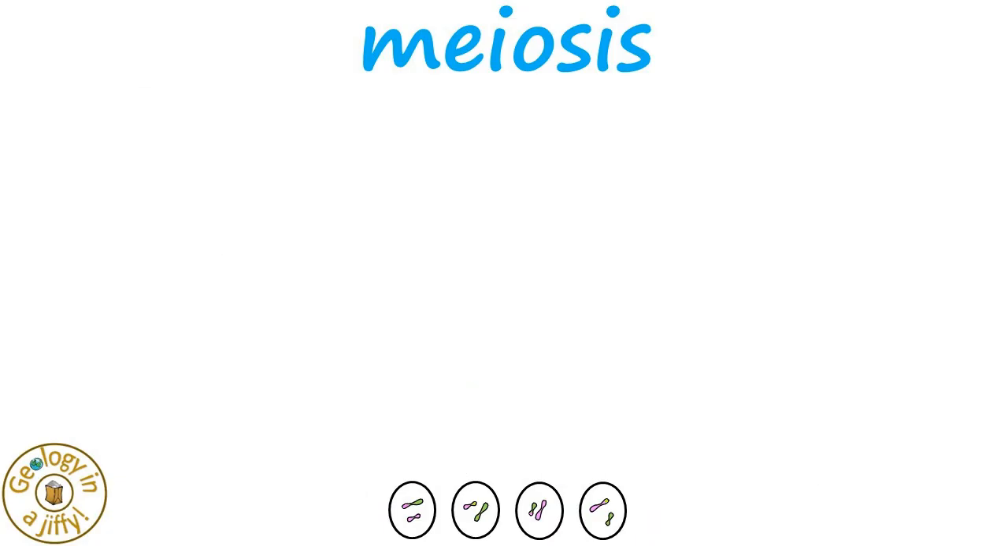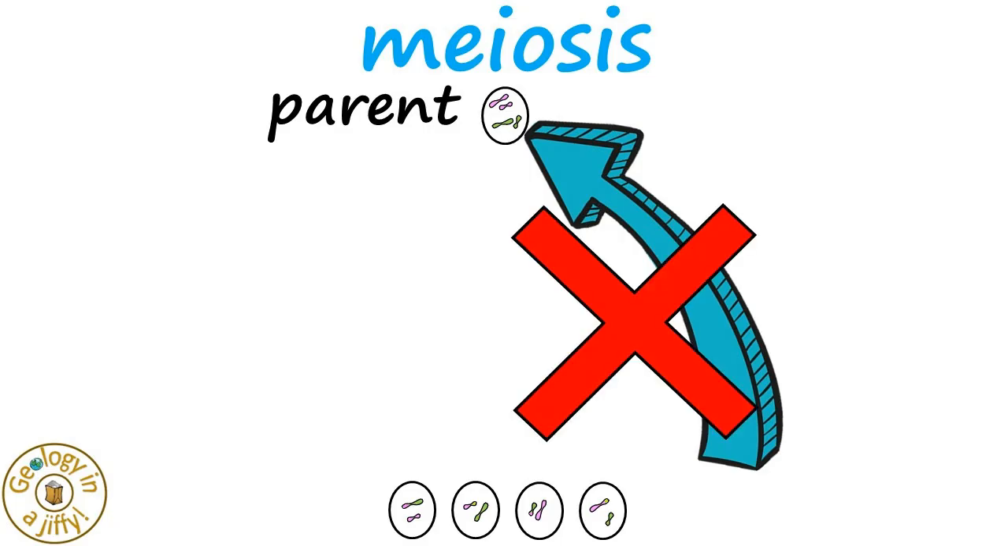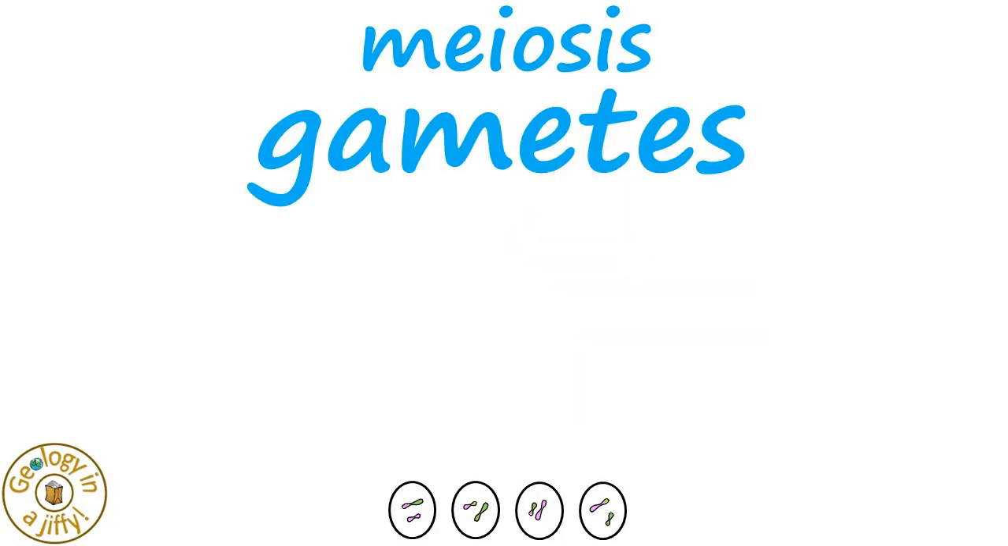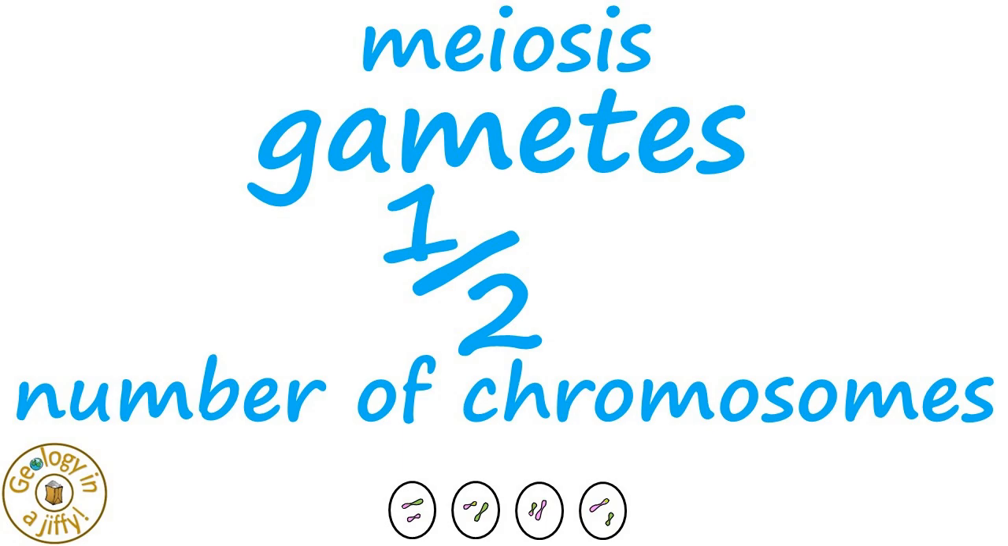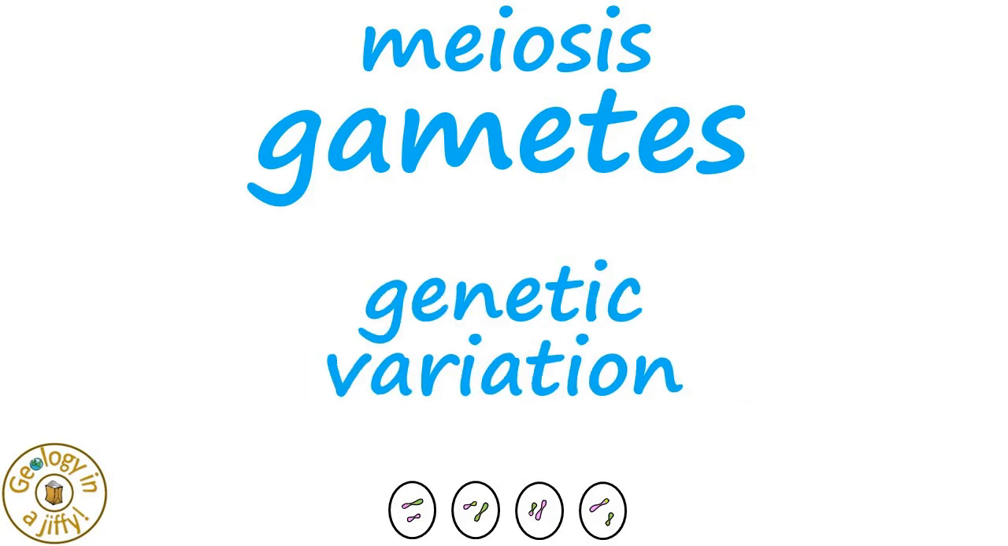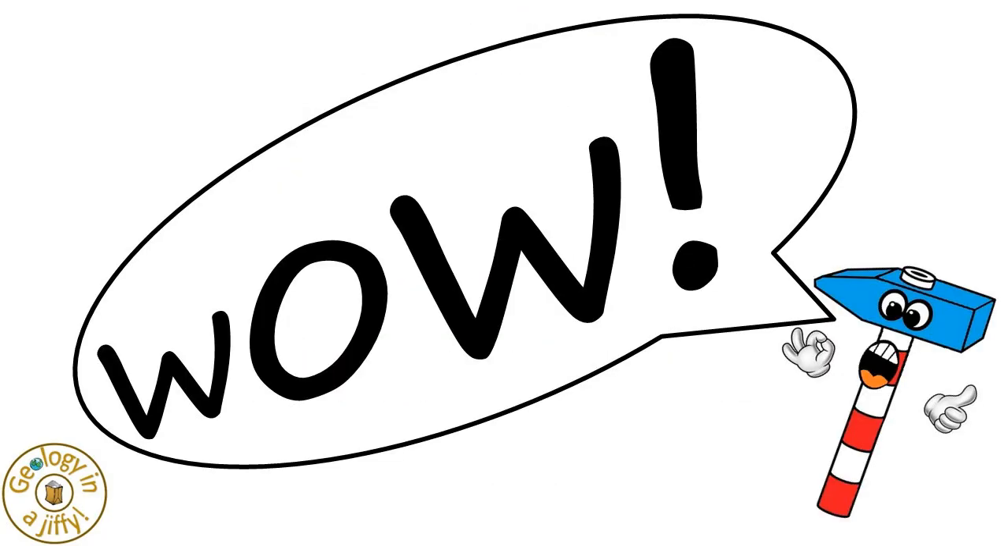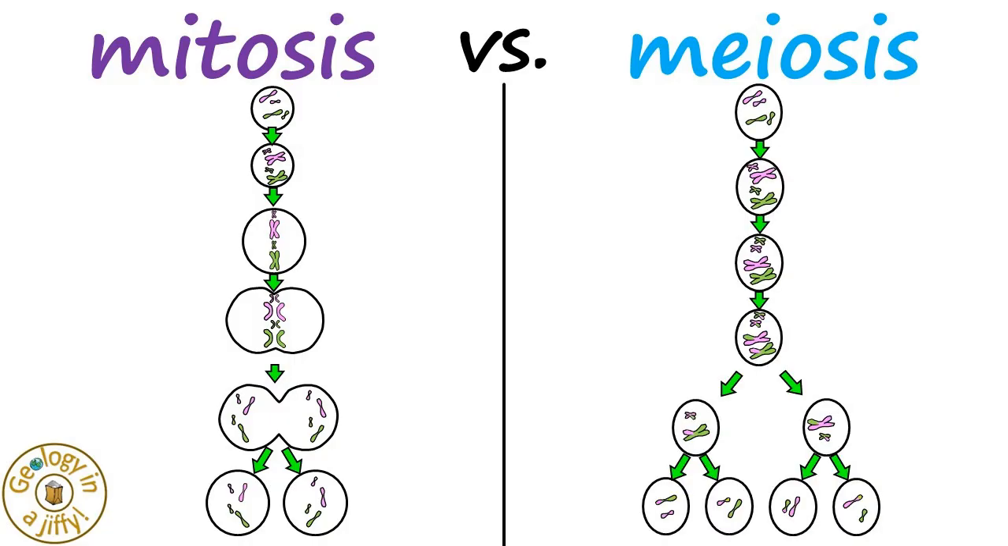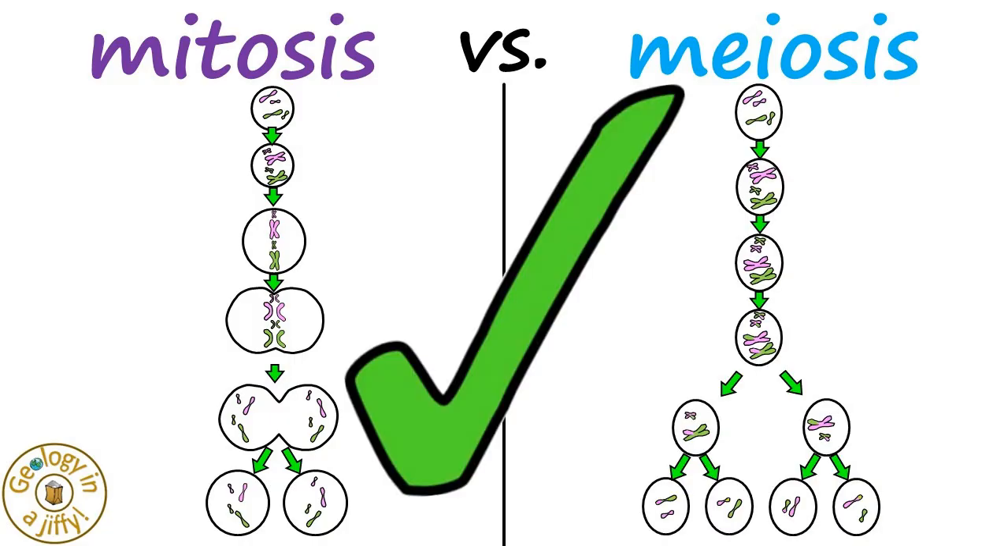The resulting 4 cells are called gametes, because when compared to their original parent, they are not identical, as gametes have half the number of chromosomes and also contain only single chromosomes, which when fused during fertilization can lead to genetic variation. Wow! Mitosis versus meiosis. Now we know the difference.